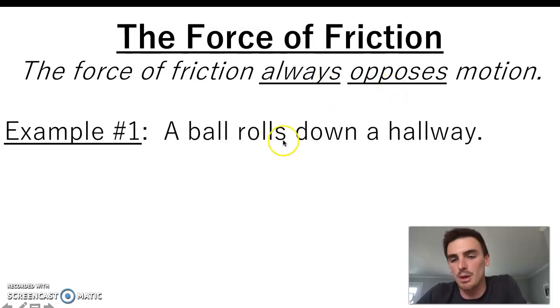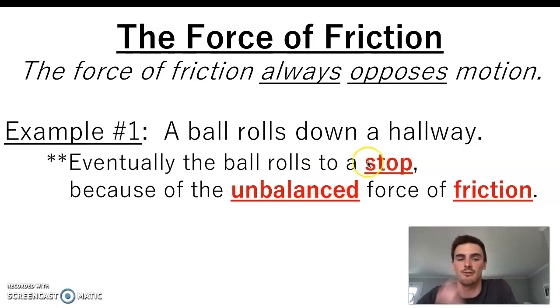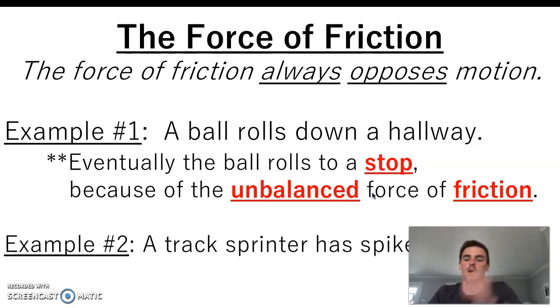Our first example, a ball rolls down a hallway. We know on Earth that the ball will not keep rolling and rolling and rolling because of friction. So eventually, the ball will roll to a stop because of the unbalanced force of friction. If the ball is rolling to the right, friction acts on it to the left and eventually causes it to stop.